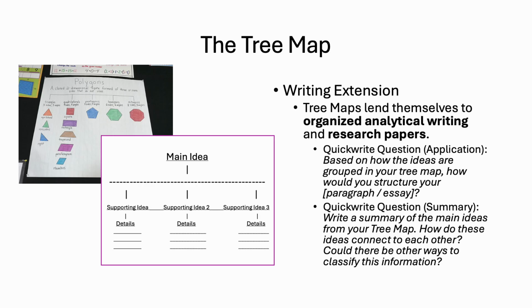Here again is an example for a writing extension. So tree maps lend themselves to organized analytical writing and research papers. A quick write question here could be with regard to application. Based on how the ideas are grouped in your tree map, how would you structure your paragraph or essay? And a summary quick write question could be, write a summary of the main ideas from your tree map. How do these ideas connect to each other? Could there be other ways to classify this information?